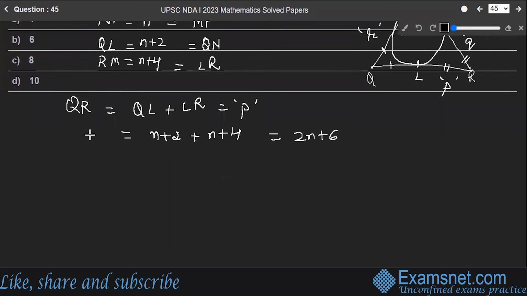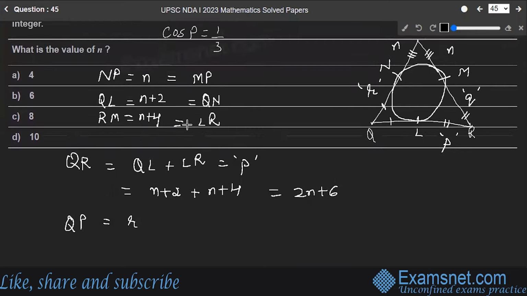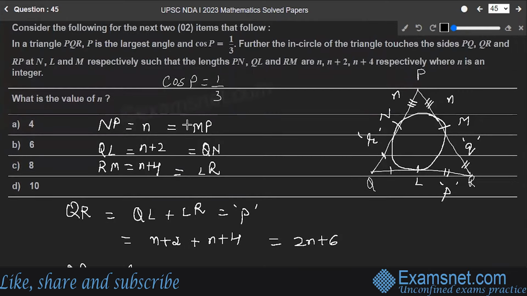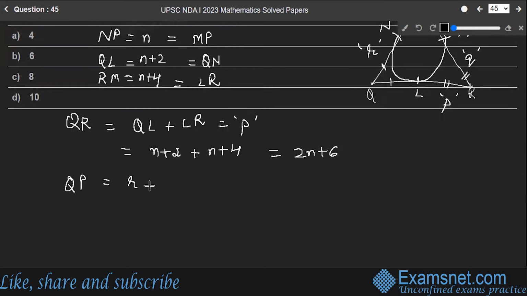Second one, QP is equal to small r. So QP is equal to QN plus NP. This is equal to N plus 2 plus N, which gives you 2N plus 2. So we got these two values.